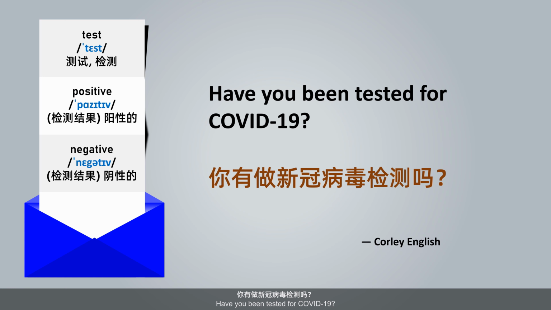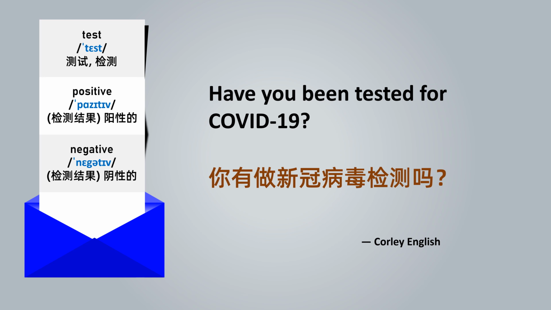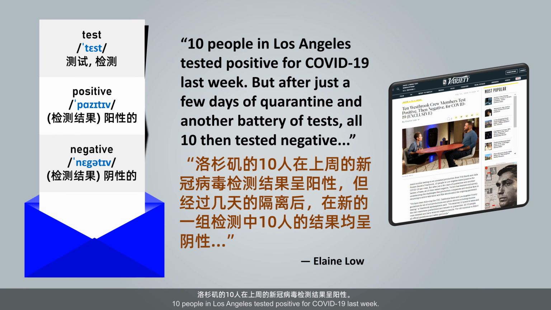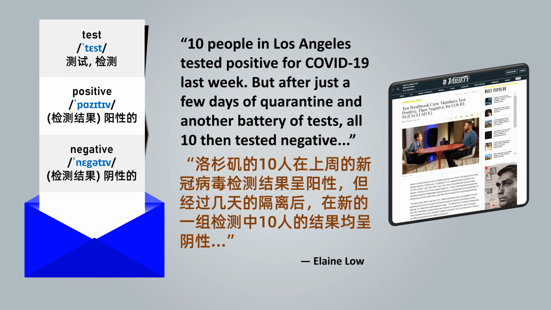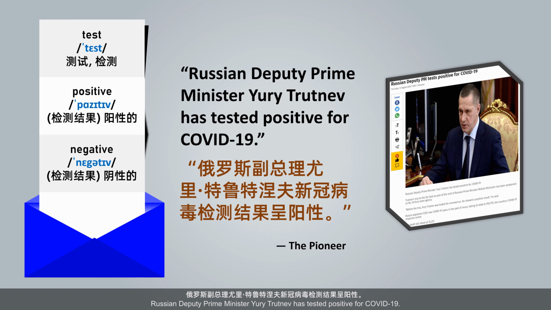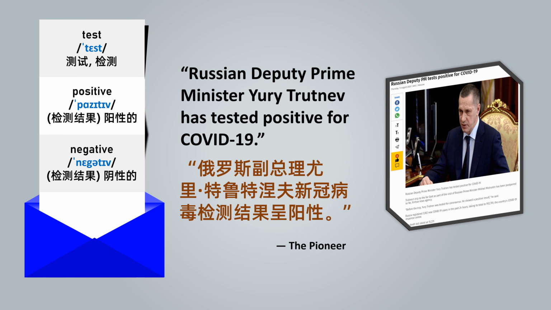Have you been tested for COVID-19? Ten people in Los Angeles tested positive for COVID-19 last week. But after just a few days of quarantine and another battery of tests, all 10 then tested negative. Russian Deputy Prime Minister Yuri Trutnev has tested positive for COVID-19.